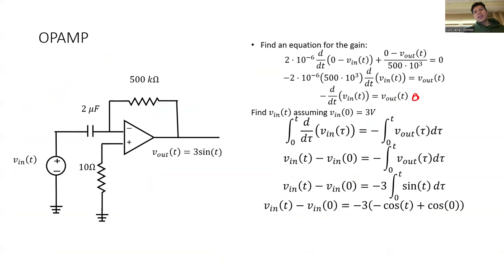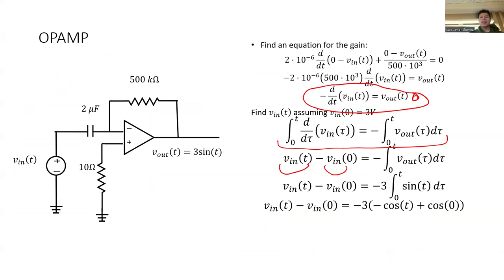So at this point, this is kind of where we were in the previous slide. You just plug in here. You can integrate both sides of the equation, and then you're going to get Vn of t minus Vn of 0 equals the integral from 0 to t of V out of tau d tau. And then you can plug in your V out and evaluate the integral to get what the actual value of Vn is. And so it's just 3 cosine t minus 3.